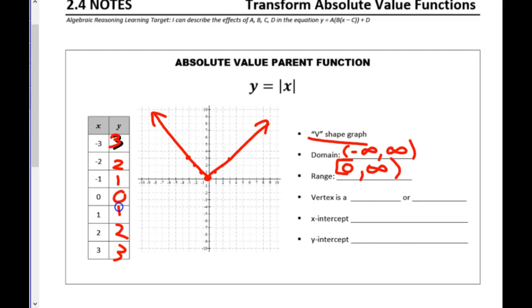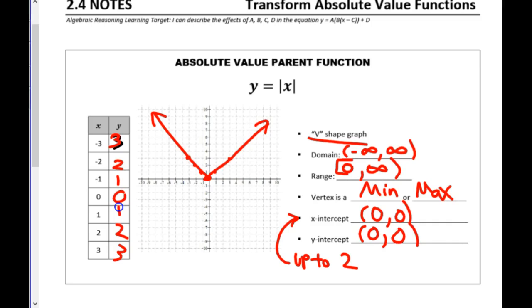Now, the vertex, if you remember, vertex from parabola was like the change of direction. Same thing here. This time it's like a corner, right? So right there, it's either a min or a max. What do y'all think the x and the y-intercept is? What's the coordinates of the x-intercept? Okay, 0, 0. What about the y-intercept? And for the x-intercept, there's up to 2 different ones each time. But for the y-intercept of this one, it's 0, 0.